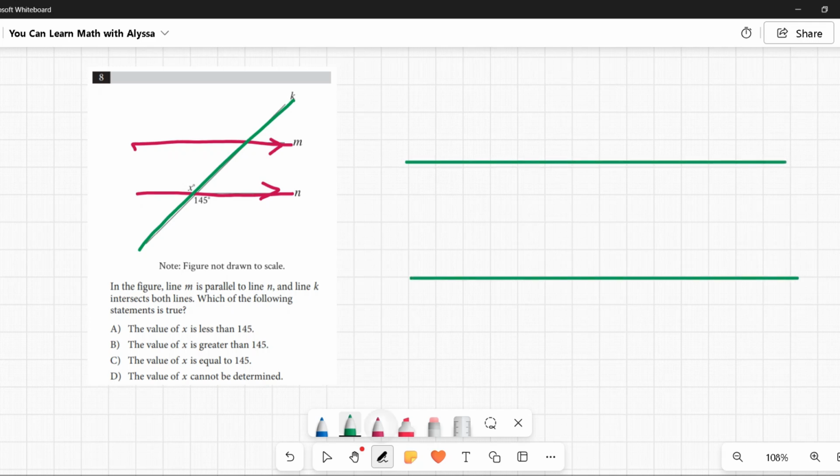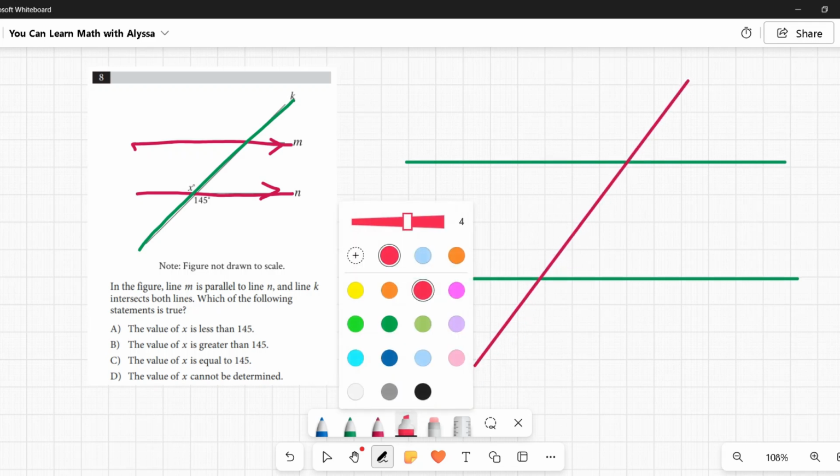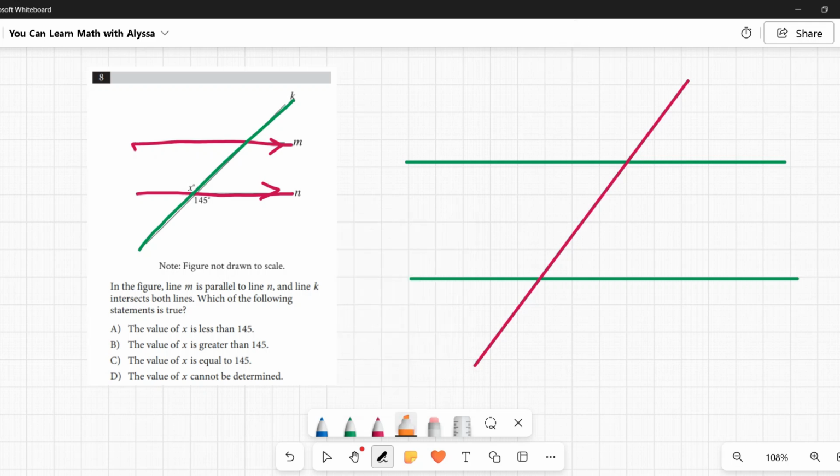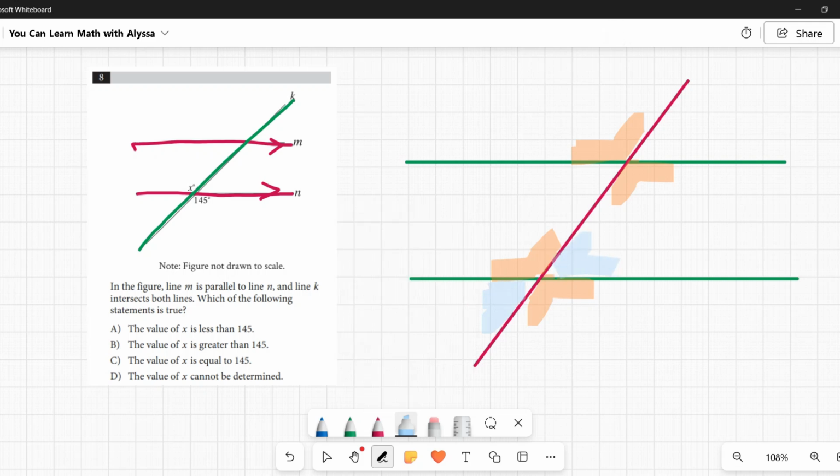If you have 2 parallel lines and they are crossed by a transversal, then let's put these in orange. All of these angles are the same. And let's go in blue. These blue, these are the same. That's what you have to know. And in this case, any orange and any blue are supplementary. That is, they add up to 180 degrees.